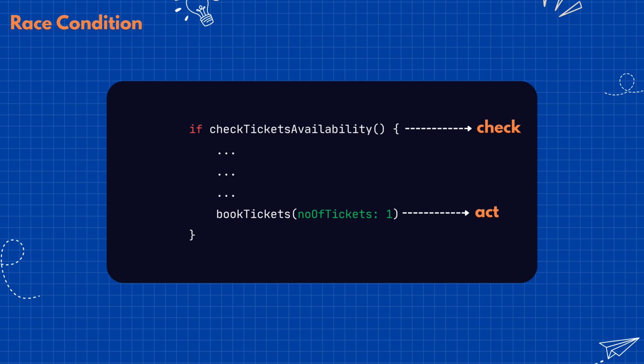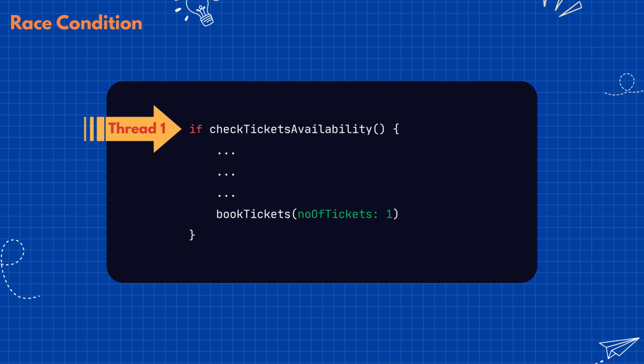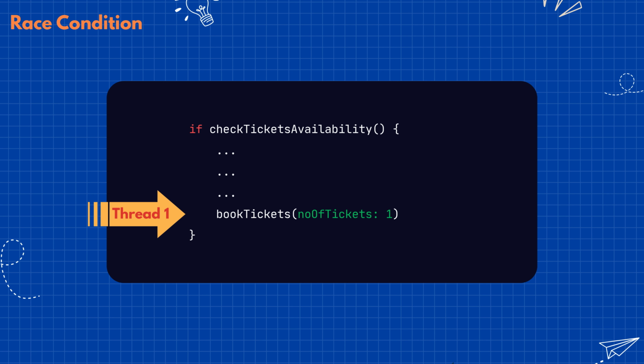The code right here could lead to a race condition in a multi-threaded scenario. Let's break it down. Imagine this code runs on a real online booking system where many users are trying to book tickets at the same time. Thread 1 executes this block. It checks: are tickets available? The answer is yes. So now it proceeds to call the bookTickets function. But now imagine thread 2 also runs this code at the same time and it reaches bookTickets before thread 1 does and grabs the last available ticket. Now by the time thread 1 calls the bookTickets function, there are no more tickets left in the database and the system will fail unexpectedly.